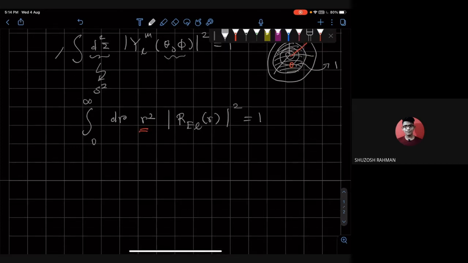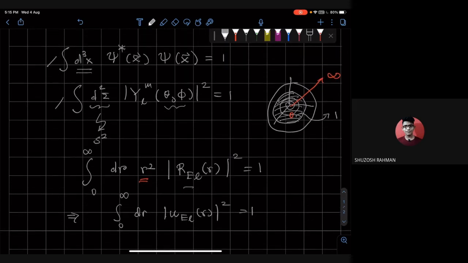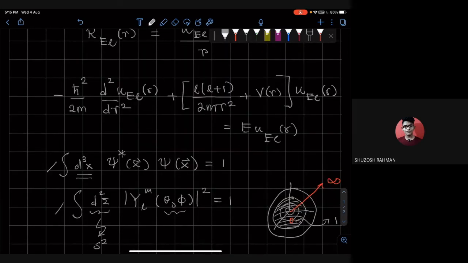It's obvious from the definition of u, because u is just small r times big R, that if you take the integration from 0 to infinity of dr, mod of u_EL of r squared, this is 1. So we can think of this equation as a one-dimensional Schrodinger equation living on the positive part of the real line, from 0 to infinity.